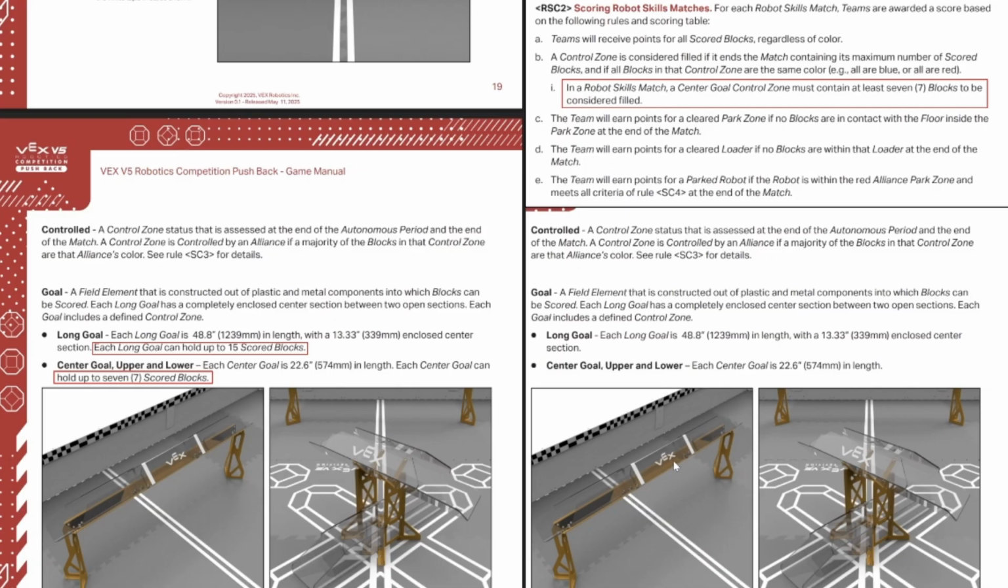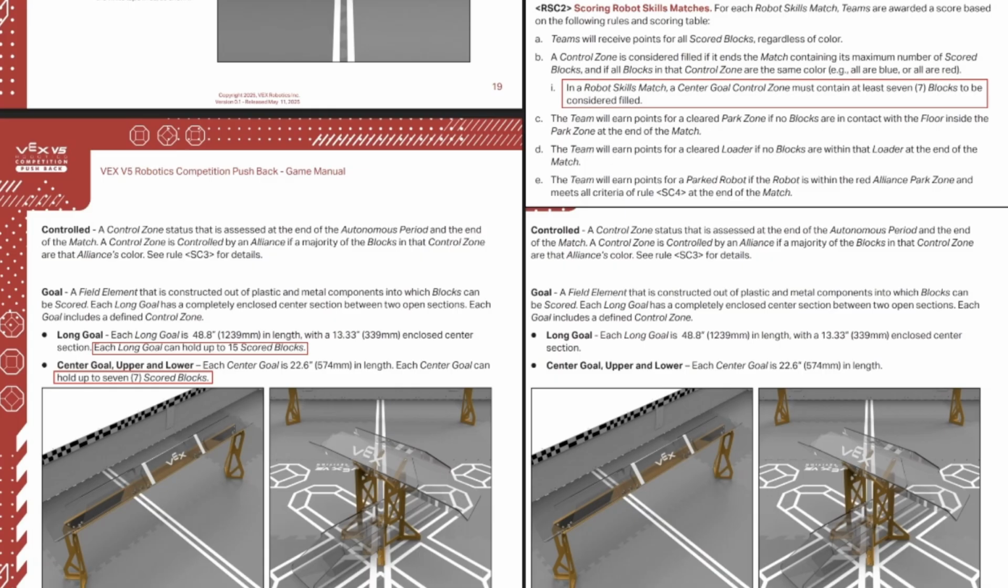So for that long goal, you still have to have 3 blocks in the control zone. And then for the center goals, you have to get 7 blocks in order to be considered filled for the purposes of skills. However, you can still put 8 in and it will count as being scored, which I guess makes skills a little bit harder to max, which is probably really good because you might be struggling to try and fit those extra blocks in, which I think could be kind of interesting, as stuffing the goal is probably something you're going to want to do for skills.